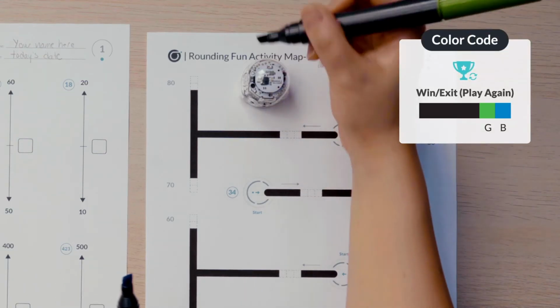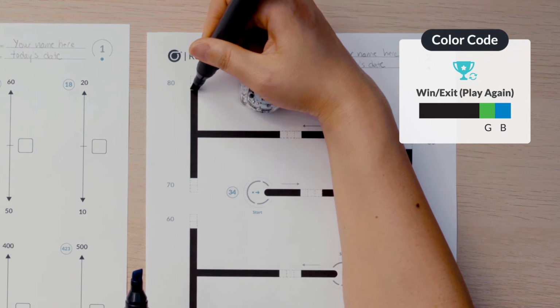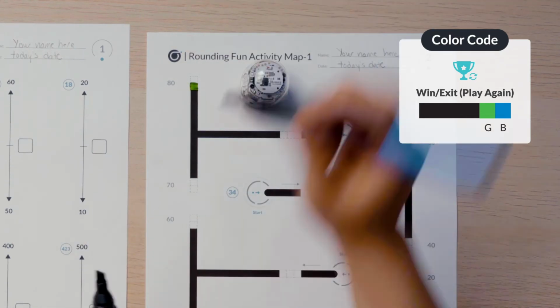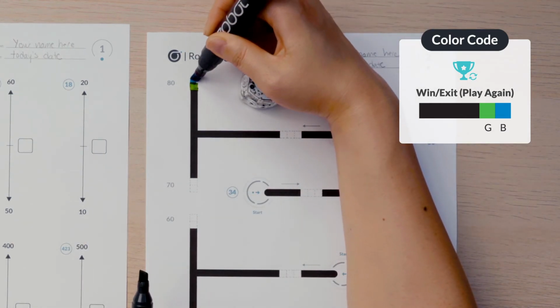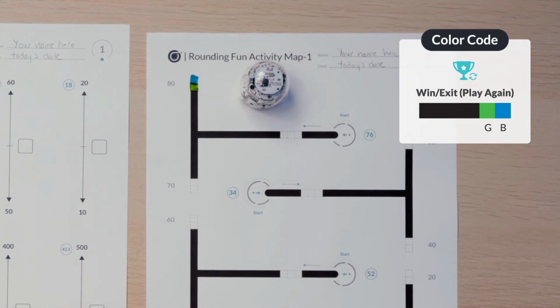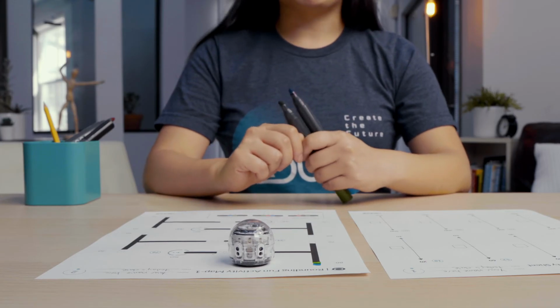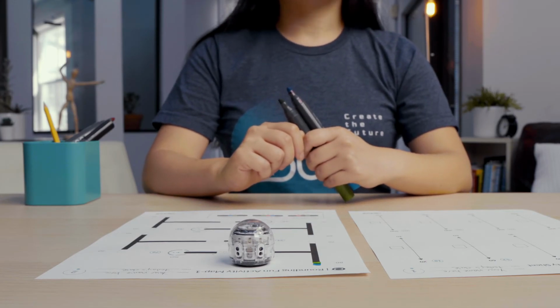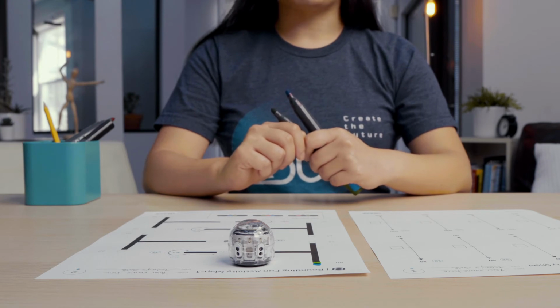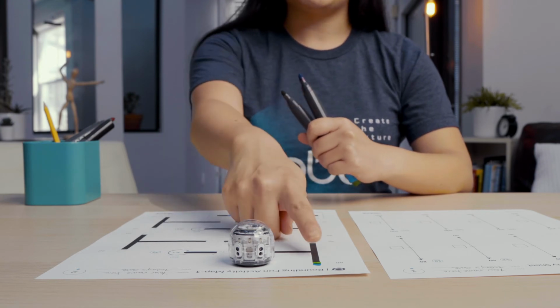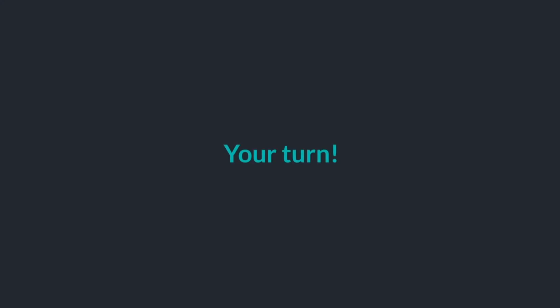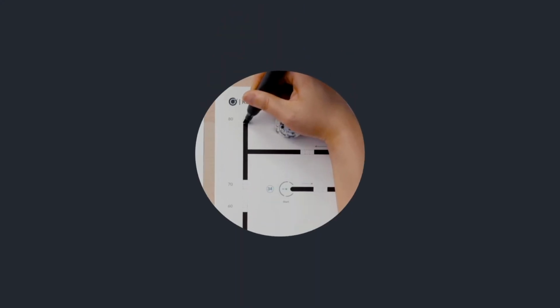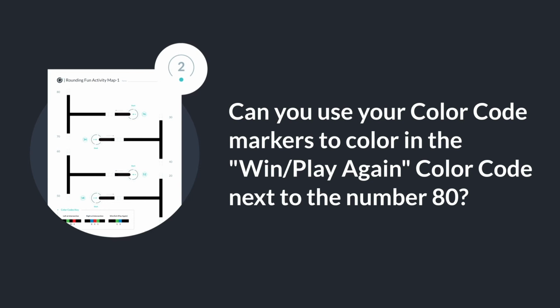I'm going to use my color code markers to put in the win play again color code next to the number 80 since this is the correct answer. 76 rounds up to 80. The color code in the middle of the map shows the color sequence for win play again. Can you use your color code markers to color in the win play again color code next to the number 80?